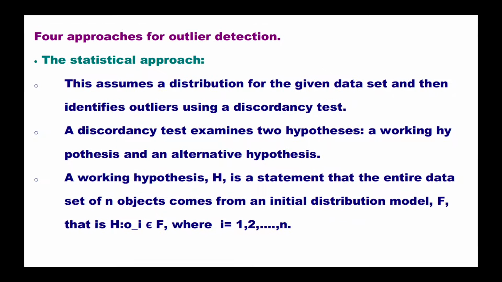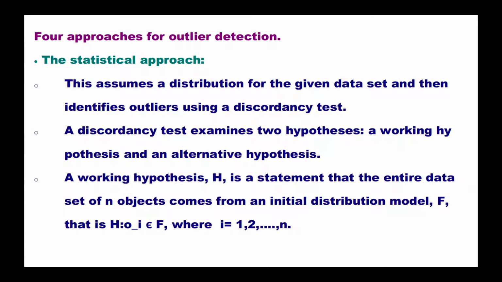Now we will see the 4 approaches for outlier detection. The first approach is the statistical approach. This assumes a distribution for the given data set and then identifies outliers using a discordancy test. A discordancy test examines 2 hypotheses, a working hypothesis and an alternative hypothesis.